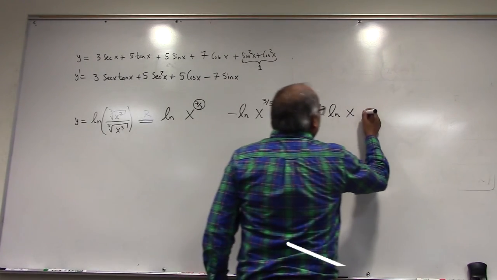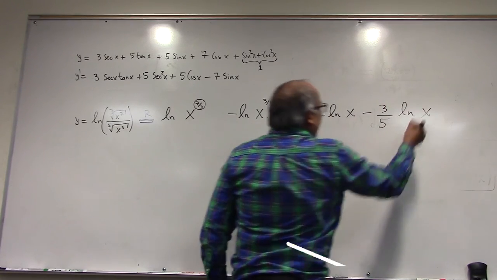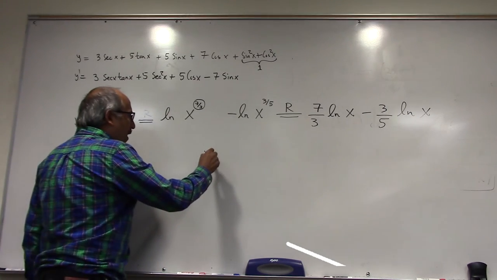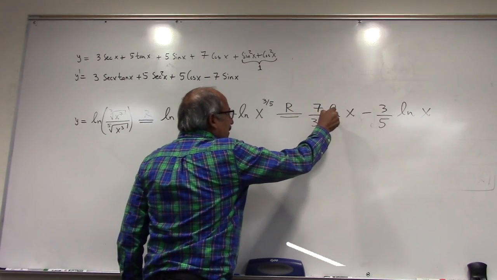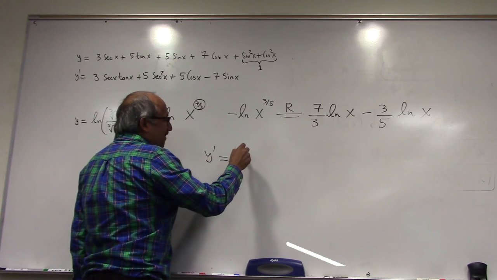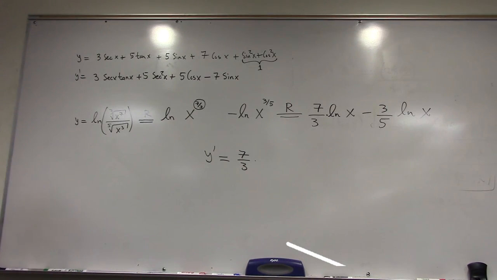Minus 3 over 5 ln of x. Am I ready to take the derivative, guys? Yes. All right, let's take the derivative. Y prime equals, the 7/3 is a number, so it's a constant in front of a function, so it stays right there. 7/3 times the derivative of ln of x is?